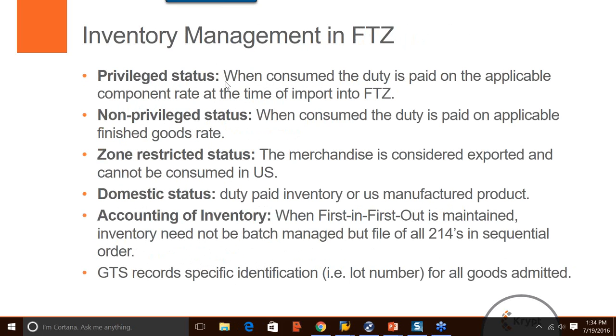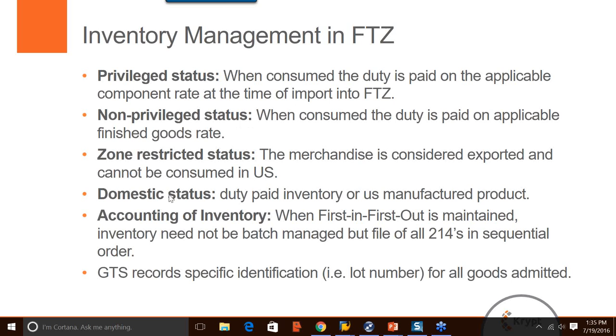It's privileged status. On prior agreement with customs, you determine whether you want to pay the duty that's in place at the time of import into the FTZ. Those are called privileged status, non-duty paid materials. Or if the goods are used in a production process, they would typically have non-privileged status, duty unpaid. That means the duty would be paid on the finished goods rate if that good is used in production.